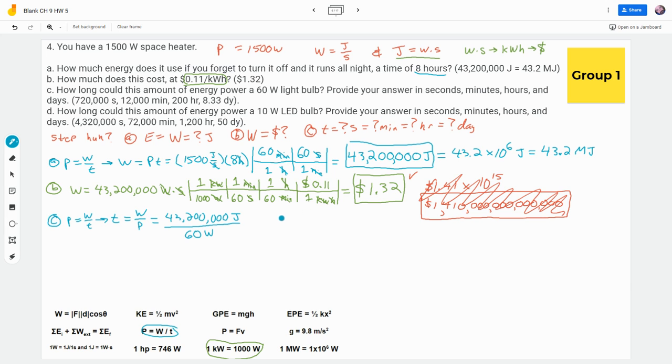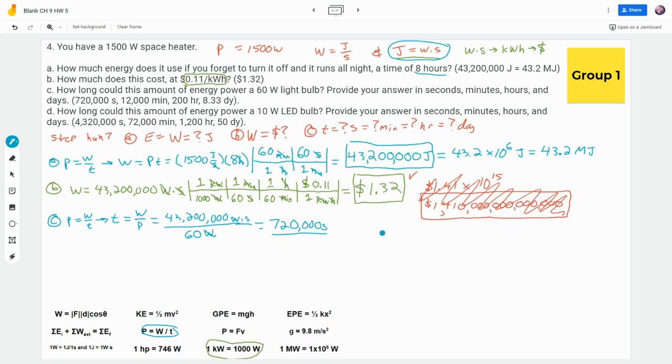Okay, well, let's go back to this idea. A joule is a watt second. So I'm going to replace this J here with a watt second. Watt times seconds. Okay, well, watts in the bottom cancels with watts in the top. If I do this number divided by 60, I'm going to end up with an answer in seconds. So 43,200,000 divided by 60, and I end up with 720,000 seconds. So that would be part of my answer.